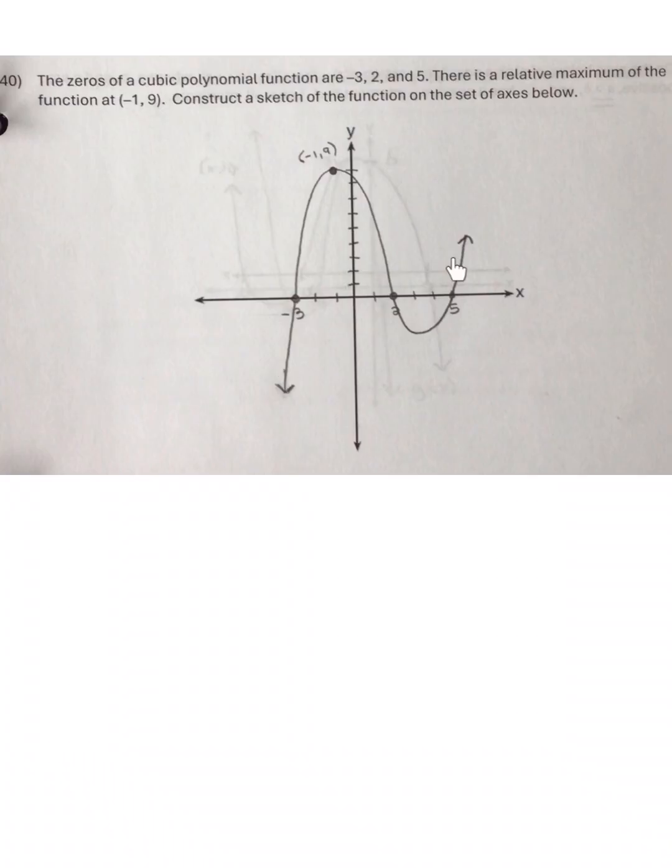Now, I did put arrows. If you notice, I did not label my function because I don't know if it's f of x, g of x, h of x, whatever it is. That's okay. They didn't tell me. I do not have to label. So this is what I have for number 40.